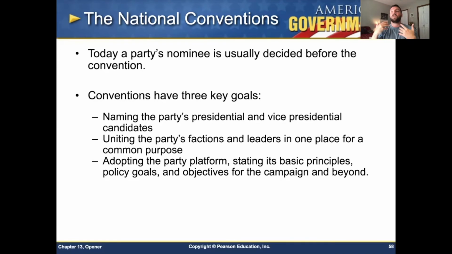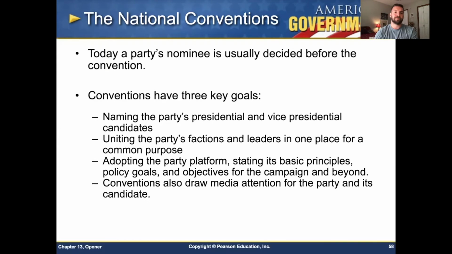So if you say, well, I'm a Democrat, folks can probably assume you're for so many things. If you come out and say, I'm a Republican, folks can say you're for so many things as well. Conventions also draw a lot of media attention for the party and its candidate.